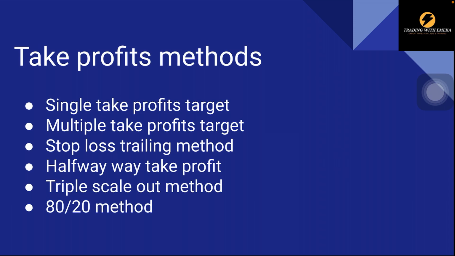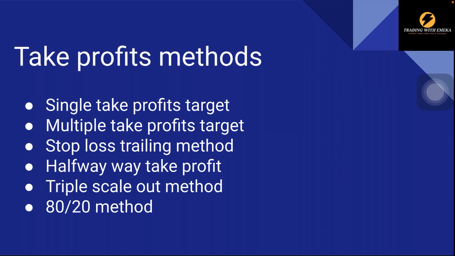Now there's also the triple scale out method, in the sense that if your take profit point is, let's say, 90 pips, you take profit at TP1 at 30 pips, TP2 at 60 pips, and TP3 at 90 pips. So you divide your take profit targets into 3, and then you take profits at each of the three locations.